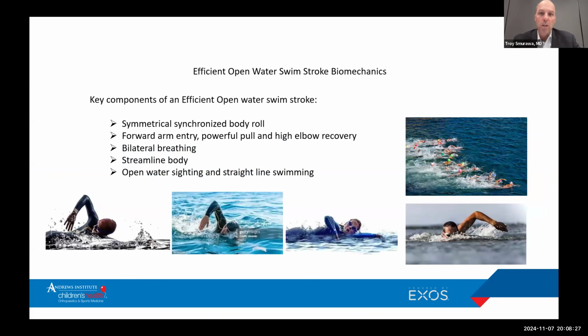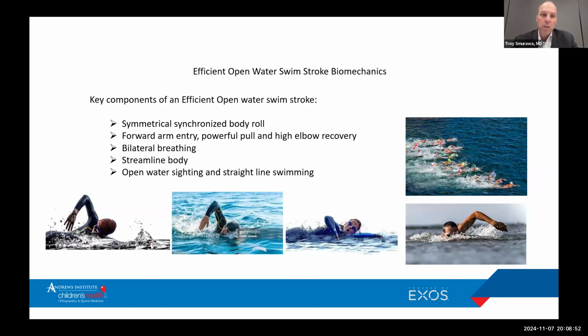So when we talk about open water swimming stroke mechanics, it's a little bit different than swimming in the pool. And the reason is that when you're in a pool, you have a lane line to keep you going straight. In open water, you have to rely upon good stroke mechanics and good swim sighting to keep you in the right direction. So for the key components of an efficient open water swim stroke, we look at symmetrical, synchronized body roll.